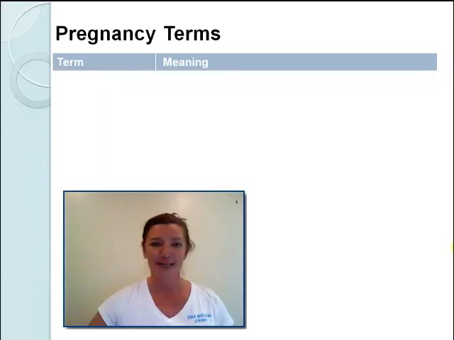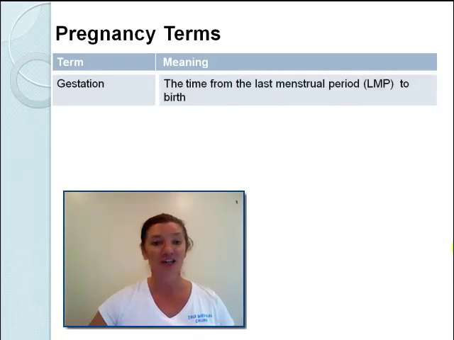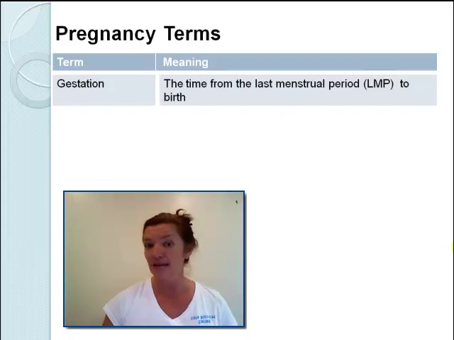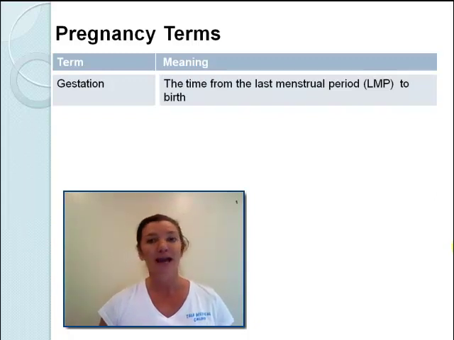Terms used in pregnancy. First of all, the term gestation. Gestation is the time from the last menstrual period, known as LMP, to birth. And in humans, the gestation period is considered normal from 37 weeks to 42 weeks. But we take the average, which is about 40 weeks.